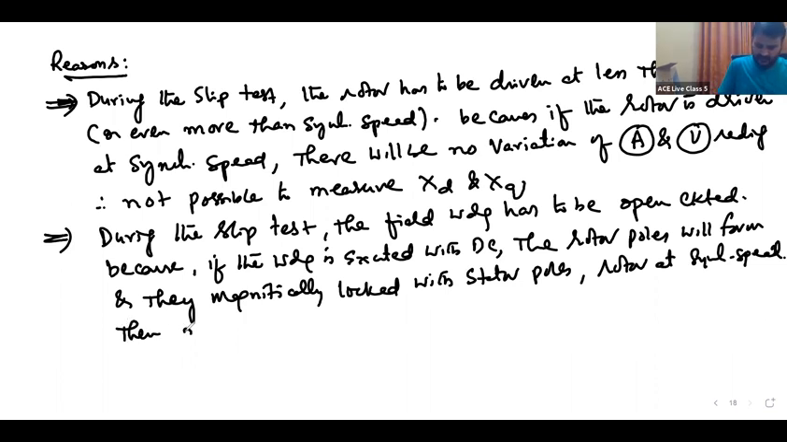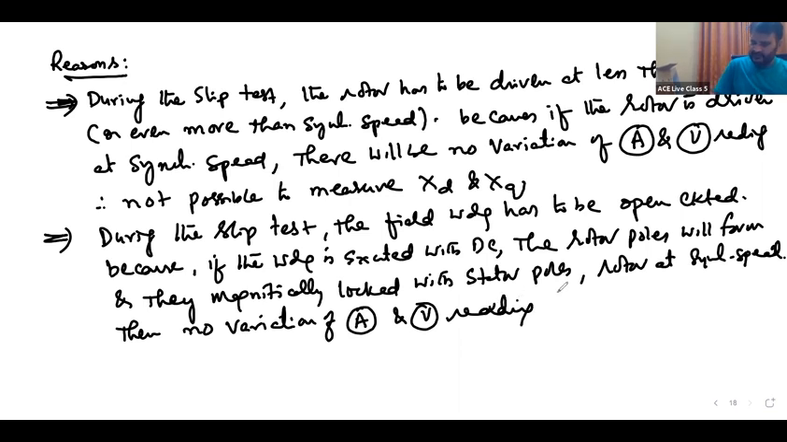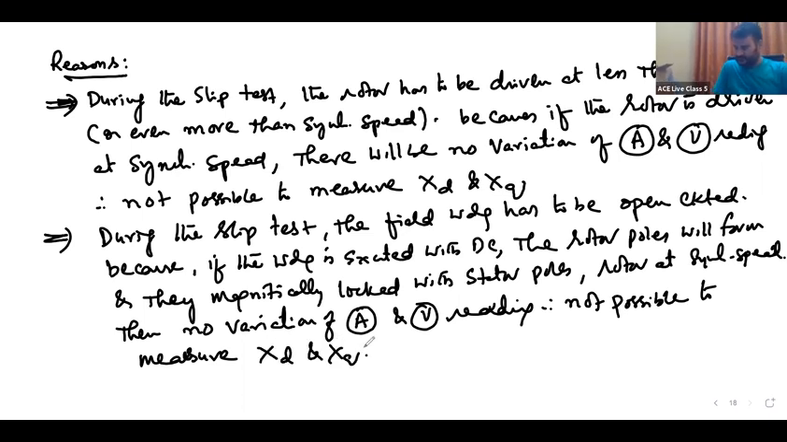Then there is no variation of ammeter and voltmeter readings. Therefore, it is not possible to measure XD and XQ. We cannot measure.